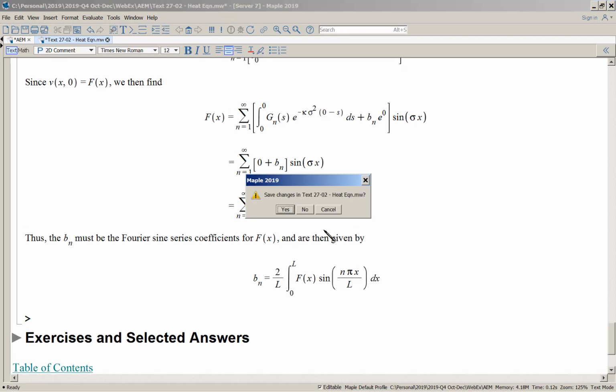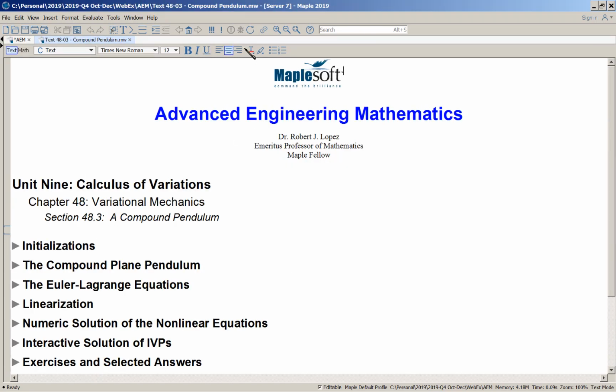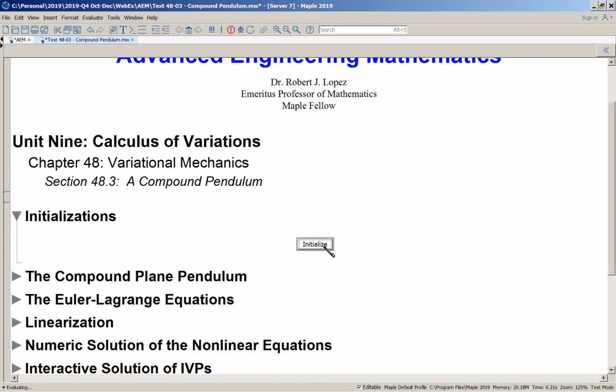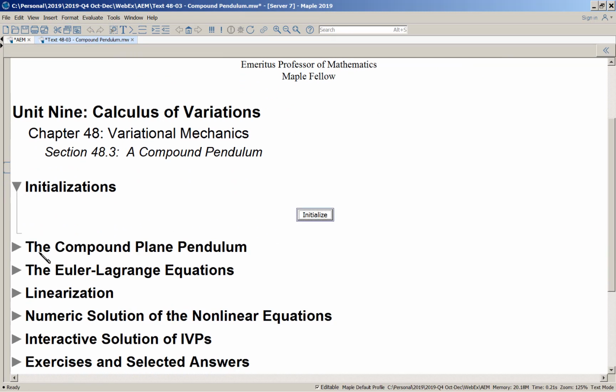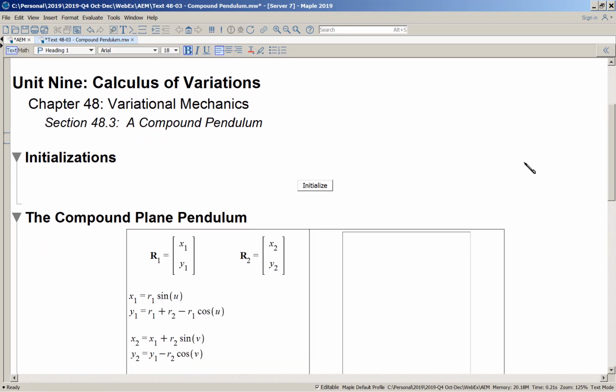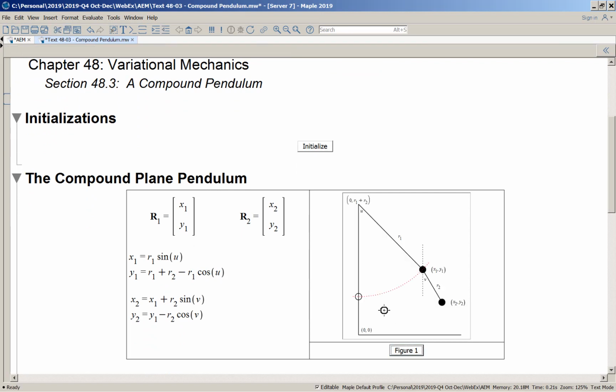For a last example, let's take this compound plane pendulum problem. Again, it's been cleaned up so it flows more quickly. Initializations. And what is the compound plane pendulum? Well, we need a picture. Two rods and two bobs, arranged as you see here.